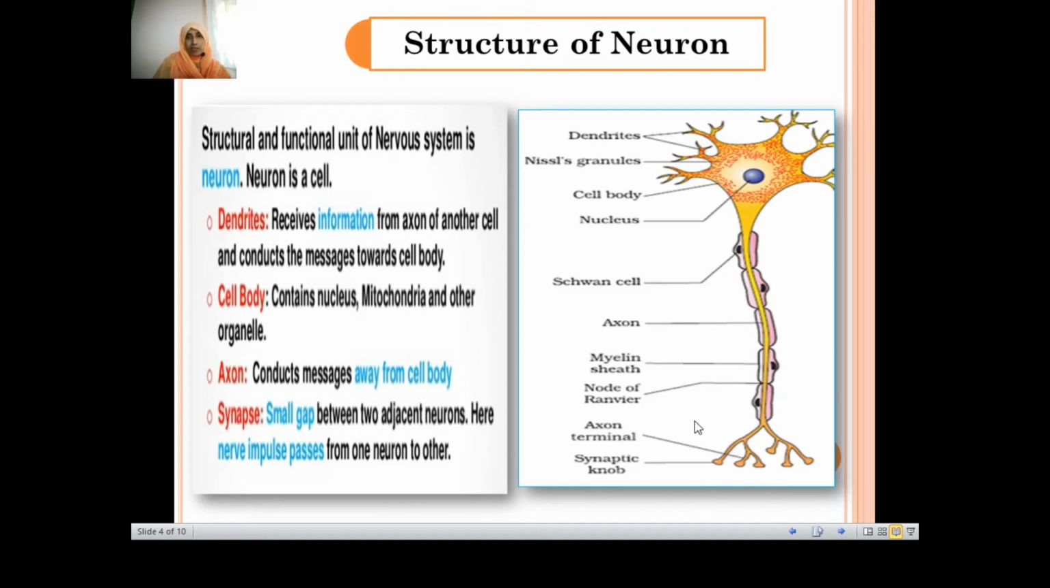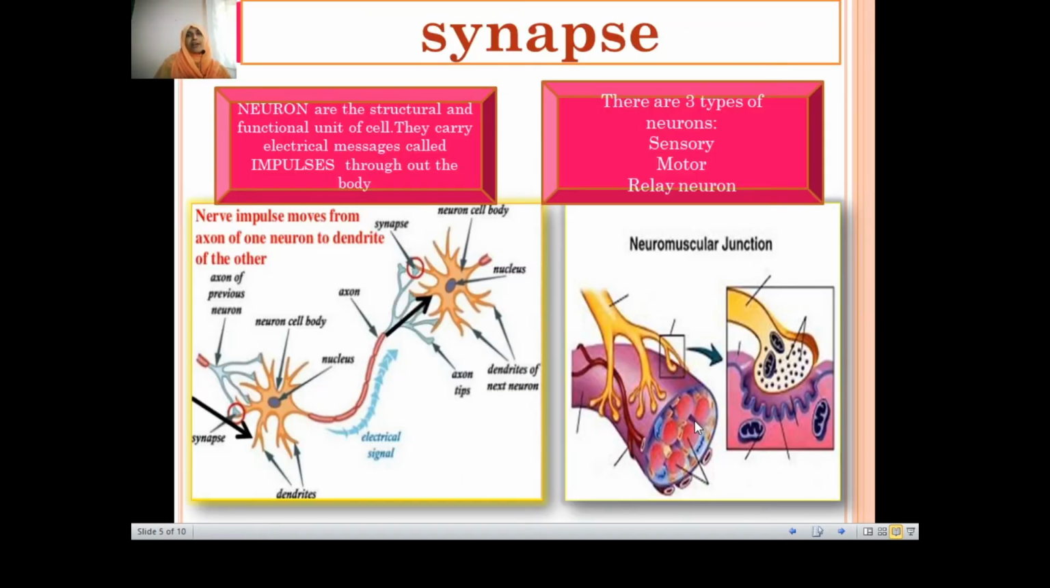Now next is the synapse. A synapse is the meeting point of nerve cells to convey the message. Now this functional unit, once the cell receives the signal of external stimuli or internal stimuli, that message gets conveyed.